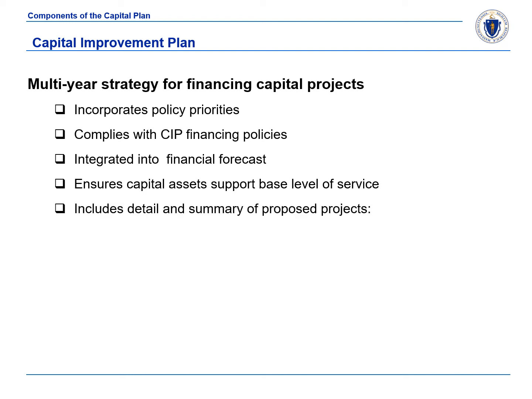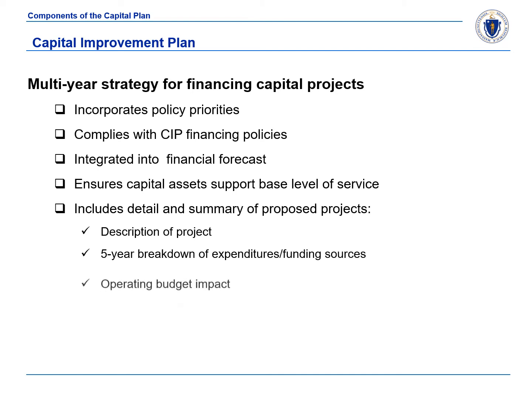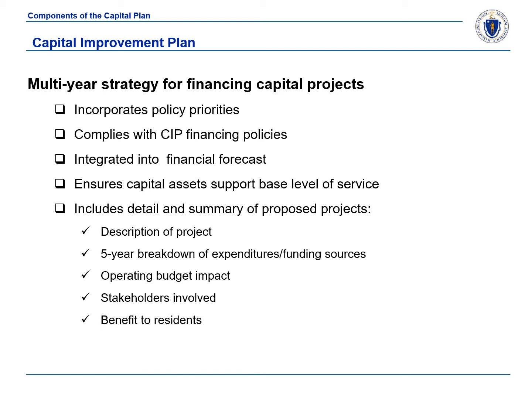Each project within the plan should include a description, a 5-year expenditure breakdown and proposed funding sources, any carrying costs or other spending impact on the operating budget, including increased or decreased maintenance, utilities, and personnel costs, stakeholders involved, including abutters, other residents and departments, and how they will be affected, and the benefits residents will realize from the project.